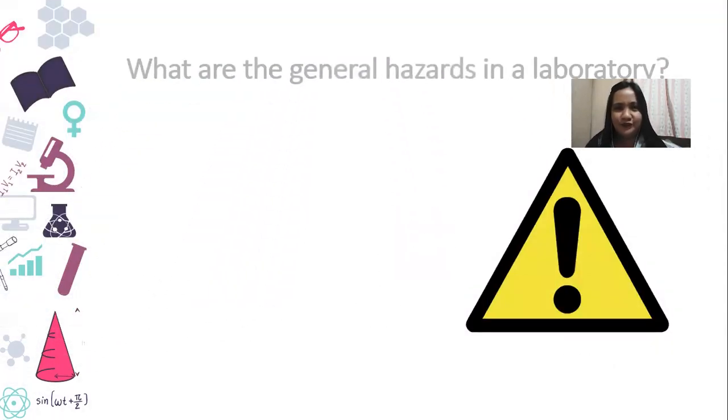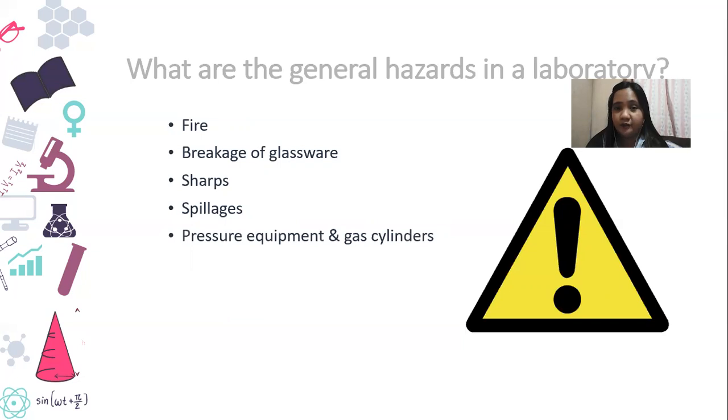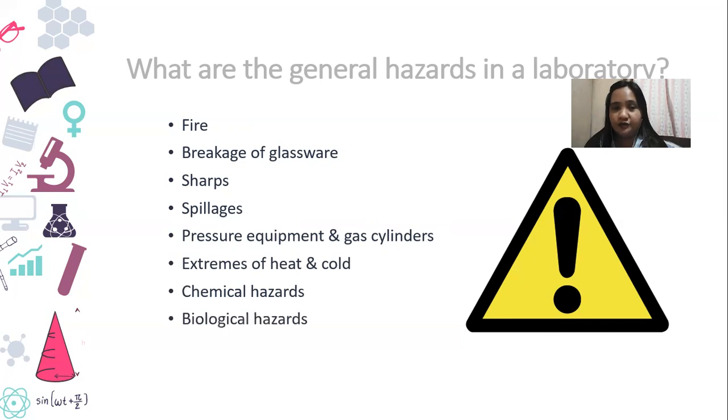So it says there, what are the general hazards inside the laboratory? A different classification of hazards. We listed some of those hazards here: fire, breakage of glassware, sharps, meaning accidents caused by sharp objects. We also have spillages, very common for experiments involving liquids, pressure equipment and gas cylinders, extremes of heat and cold, chemical hazards, biological hazards, radiation, and many, many more.